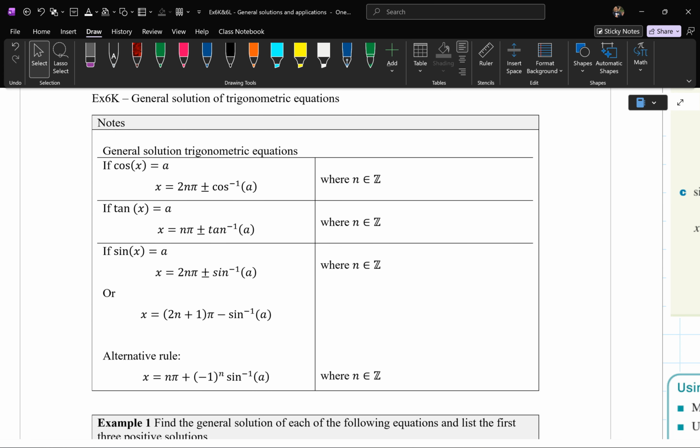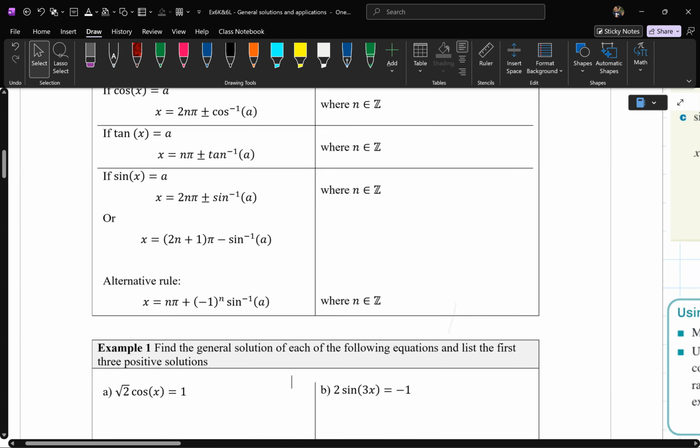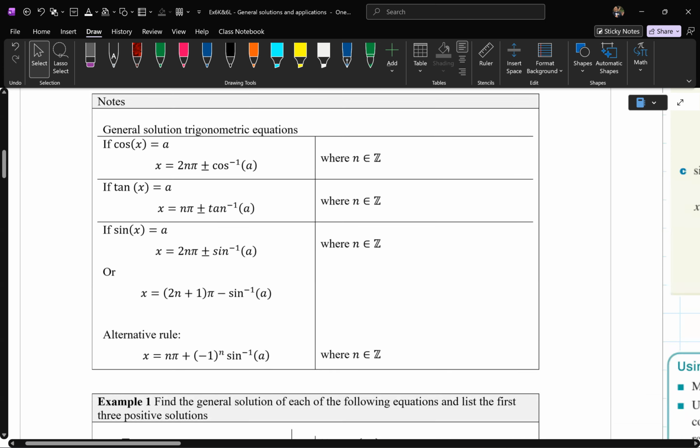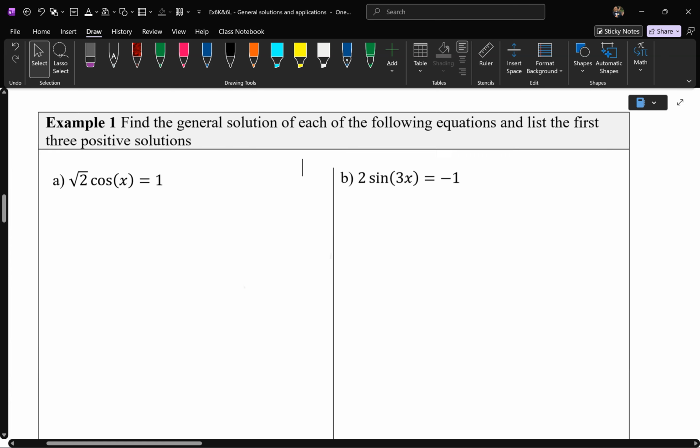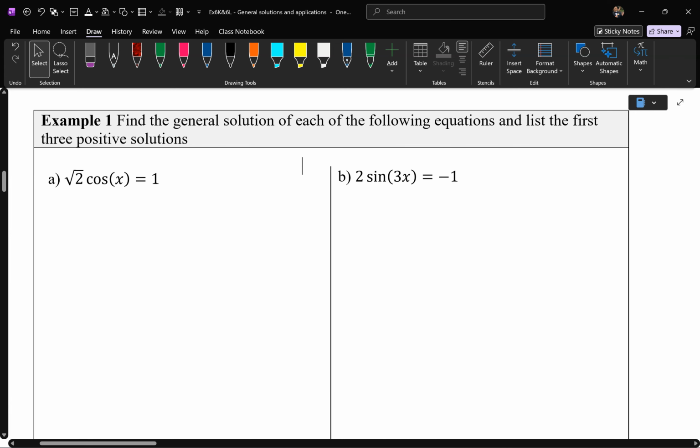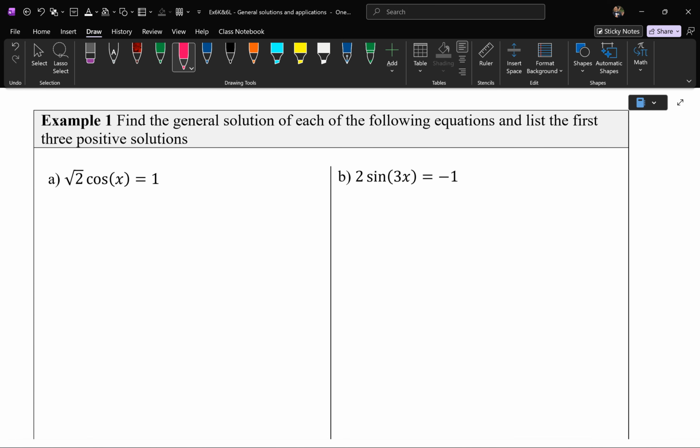The idea is you're solving trigonometric equations, but without a domain. That's simply as it is, yeah? And you've already done most of that in the previous exercises. So let's have a look at this first example. Instead of using these rules, which you can memorize, up to you, I prefer you knowing how to do this. Okay, so say you've got root 2 cos of x equals 1. So I've chosen a very simple equation to solve.